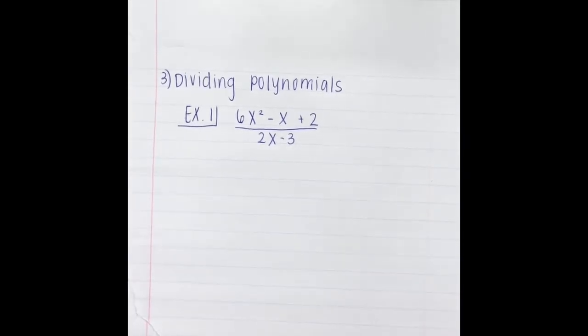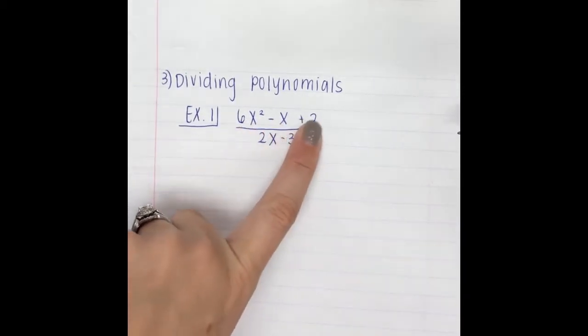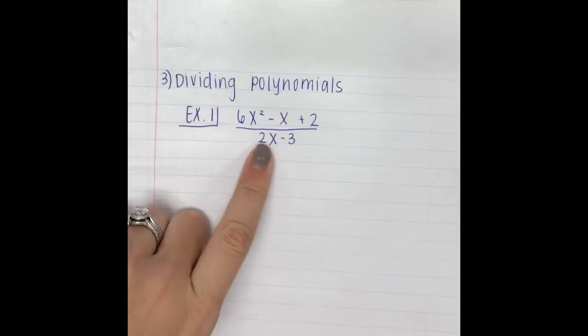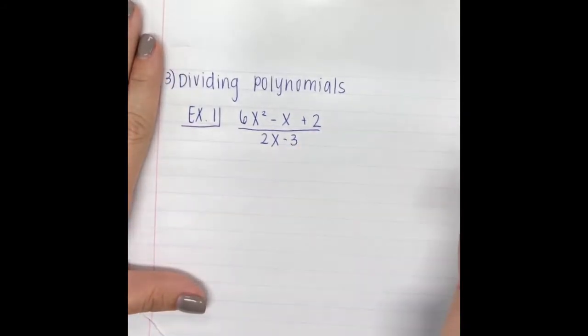Our next topic we want to review, because we haven't done this since 2 weeks ago, was dividing polynomials, okay? So that's where we did long division, right? So we have 6x squared minus x plus 2 divided by 2x minus 3. So we're going to go ahead and set up for long division.